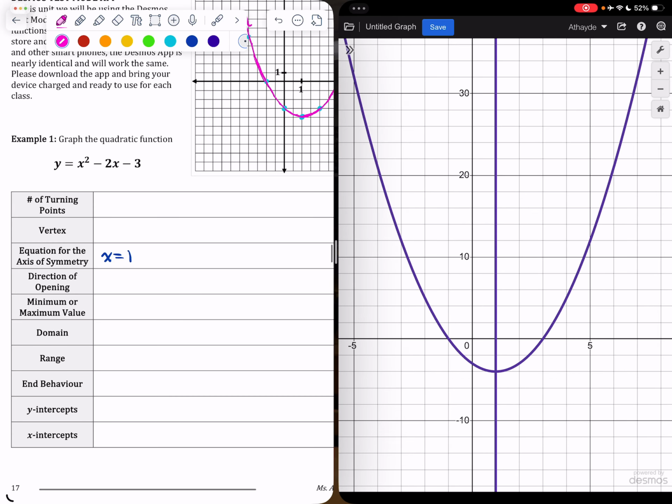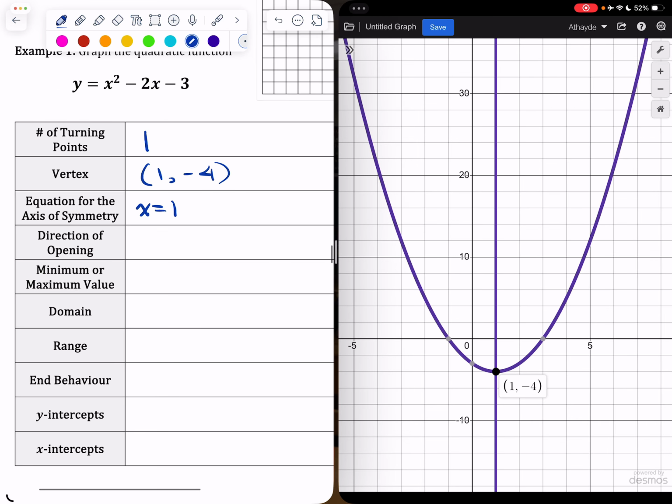Number of turning points for a quadratic function, it's 1. The vertex, we already found it, but reminder, there it is. At the lowest point, it's (1, -4). Those are coordinates. Don't forget the brackets. The direction of opening, is this going to hold soup or is this going to dump it out? It's holding the soup up.